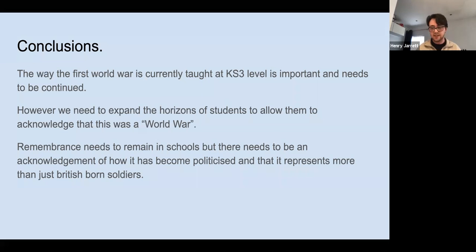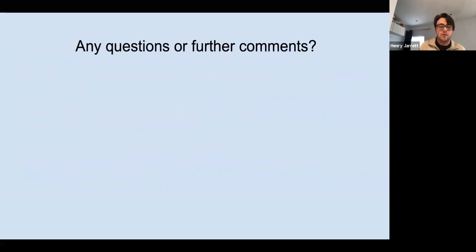And yeah, as Tommy said previously, we need to acknowledge that British soldiers weren't just white men that fought in Belgium and France. We need to remember that many British colonies did contribute a lot of lives to the war effort.